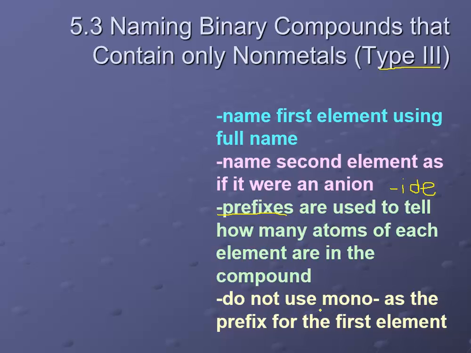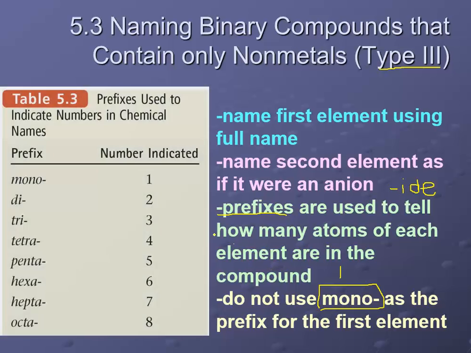This is one of the rules: mono is a prefix, meaning, we all know what mono means. That means one, okay? We are not going to use the prefix mono for the first element. Whenever we're naming that first element in the compound, we will not use mono. It just will be kind of blank, kind of like an understood situation. Now we will use mono for the second element if there's only one, but it is never used on the first element.